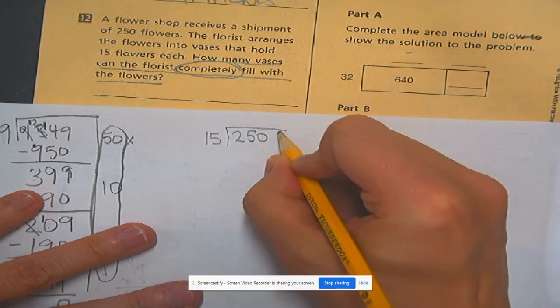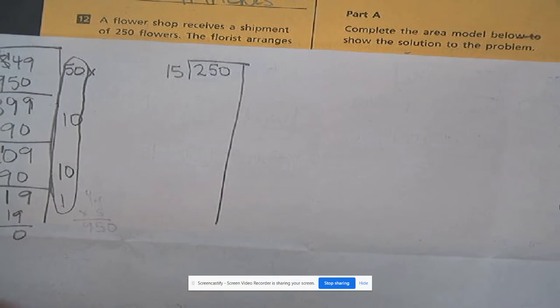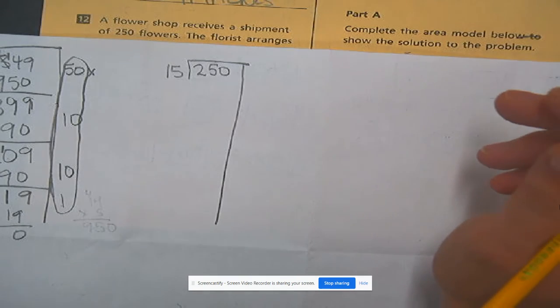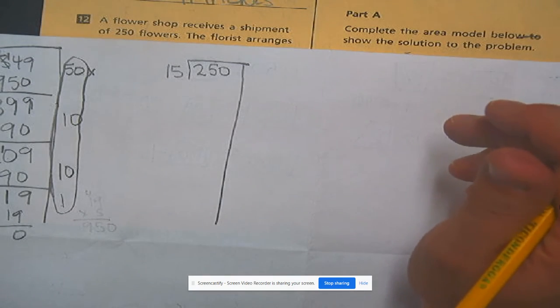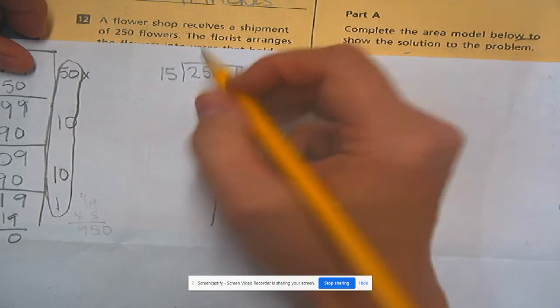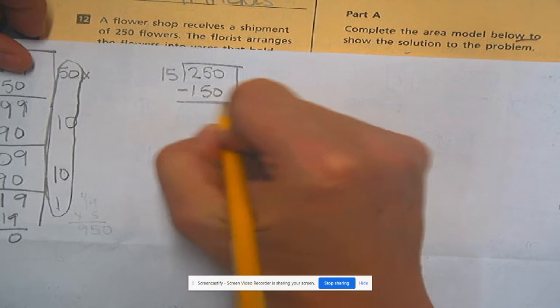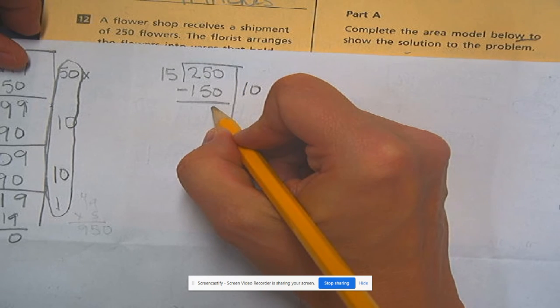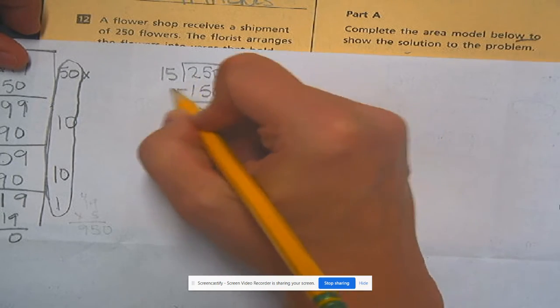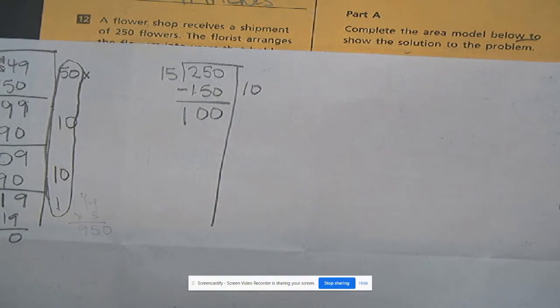There we go. 250 divided by 15. How many groups of 15 can I take out? Amy, you need to go down to 10 of them. 10 times 15 is 150. 0 minus 0? 5 minus 5? 2 minus 1. Okay, can I take out another 10? Nope, they'll be too big, right? So how many groups of 15 can I take out now?